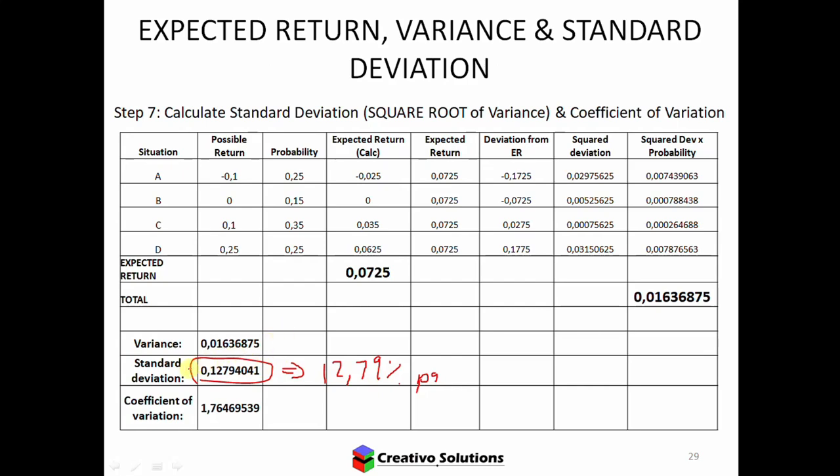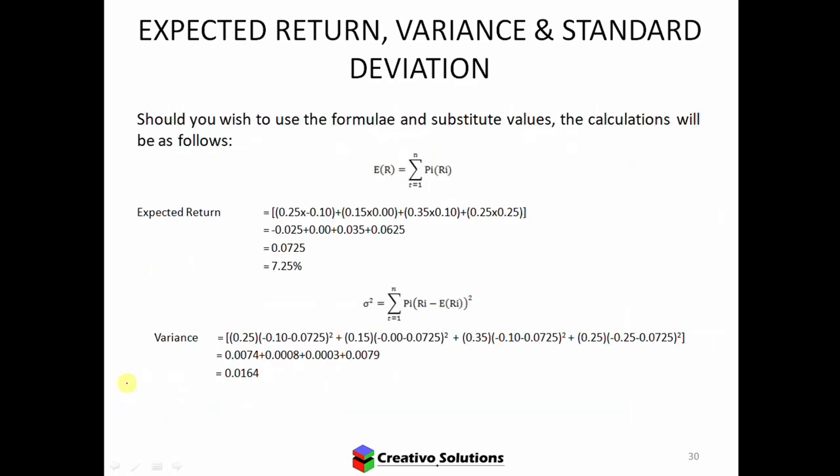And the last step is just the coefficient of variation, which we saw earlier. It's a formula. We need to put standard deviation into the equation and divide that by your average return, your expected return.